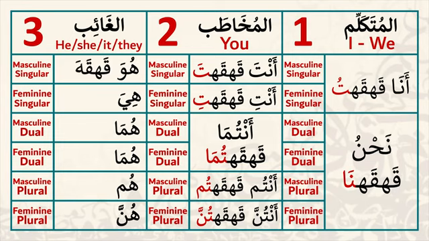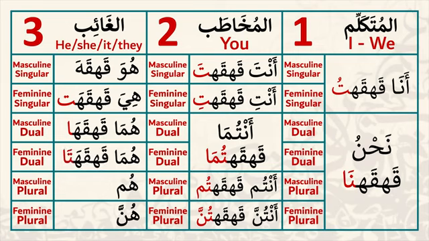هو قهقه. For feminine we add تاء التأنيث: هي قهقهت. The dual: هما قهقها for masculine and هما قهقهتا for feminine. The plural: هم قهقهوا and هن قهقهن. That was easy. Follow the pattern and everything is going to be fine.